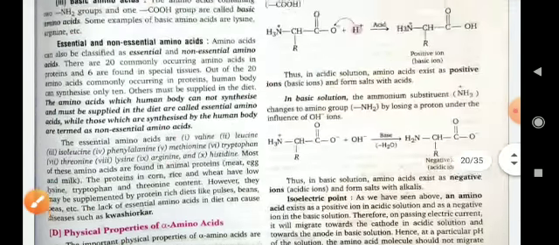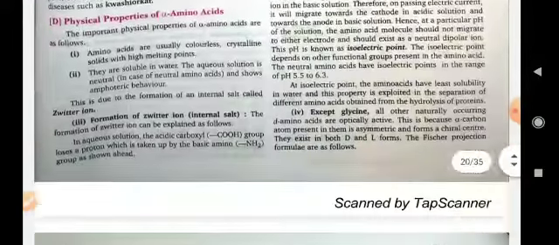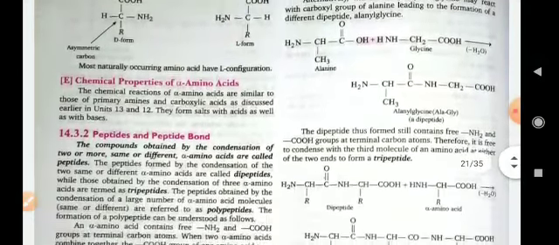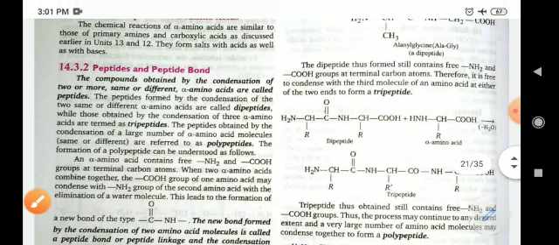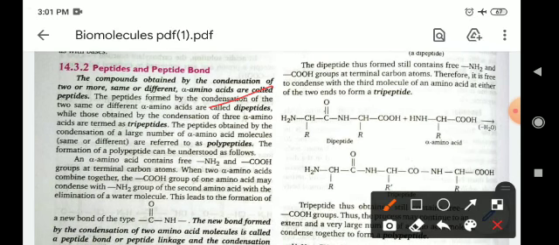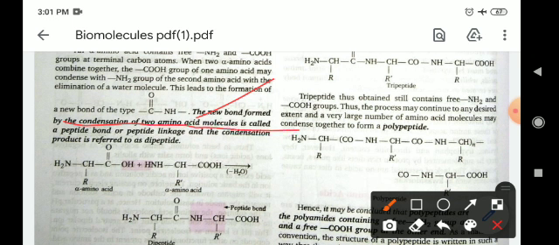Okay, so the zwitterion I have discussed here before. Now come to the chemical properties of the amino acids. Peptide bond: the compound obtained by the condensation of two or more same or different amino acids is called a peptide. According to the peptide bond, the alpha amino acids are classified into dipeptides, tripeptides and polypeptides. The new bond formed by the condensation of two amino acid molecules is called the peptide bond or peptide linkage, and the condensation product is referred to as a dipeptide.